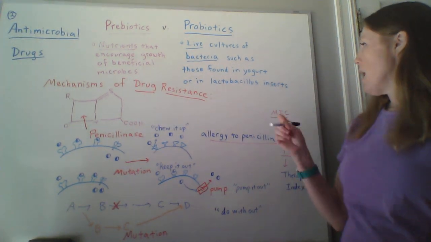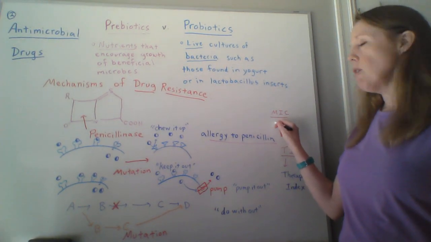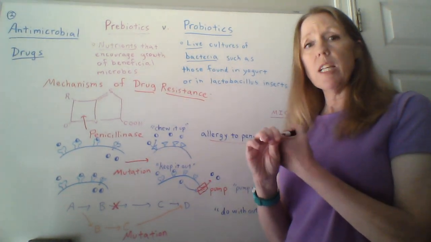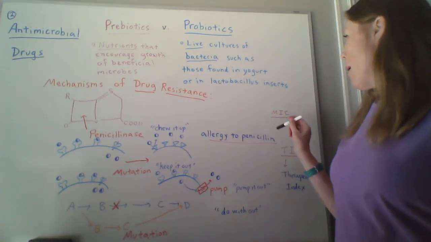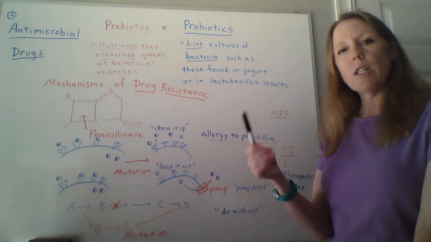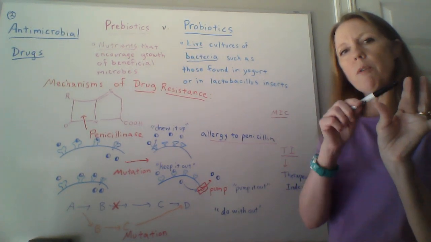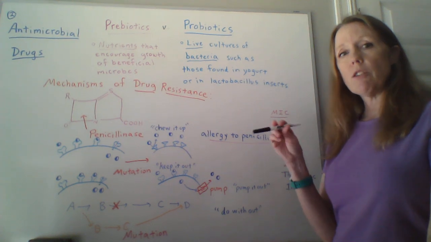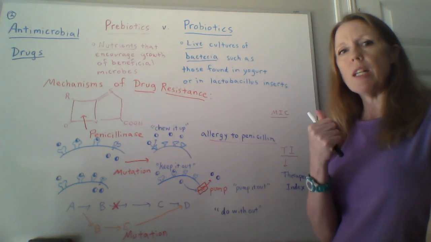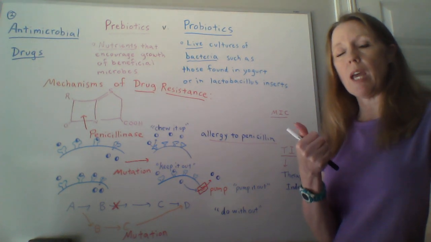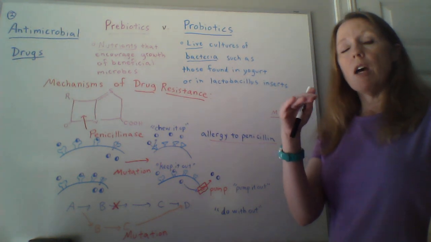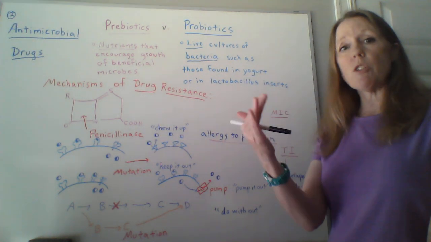I also forgot to mention, when we were talking about the Kirby-Bauer test, the test where you take the antibiotic and you have increasing dilution, that is called MIC. So you're trying to find the minimum inhibitory concentration, MIC. That is the minimum amount of drug you can give the person that will still affect the bacteria.